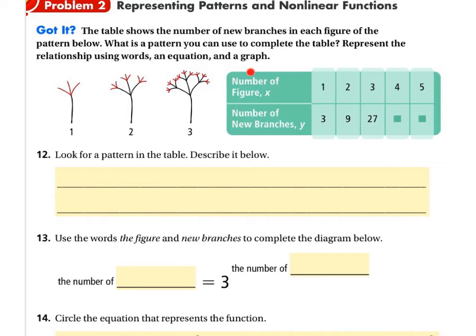Here we have a table, and this table is representing the figures to the left. Figure 1 has 3 new branches. Figure 2 has 9 new branches. Figure 3 has 24 new branches. As we work on, we will find what the other ones have. Can you stop this video and work through and see if you can find the pattern? Please do that and then start the video up again.